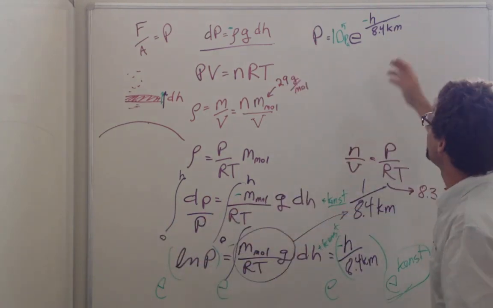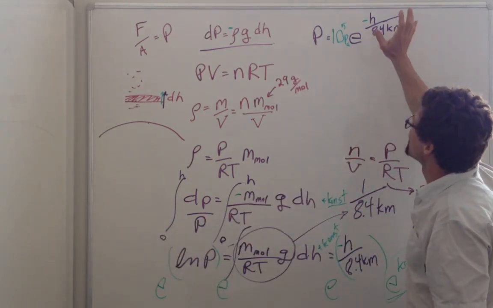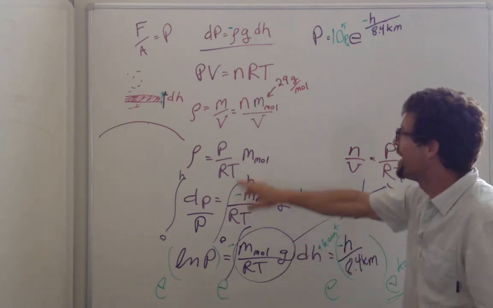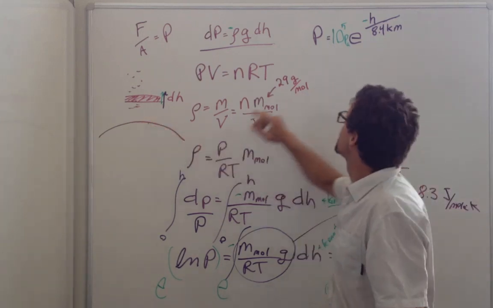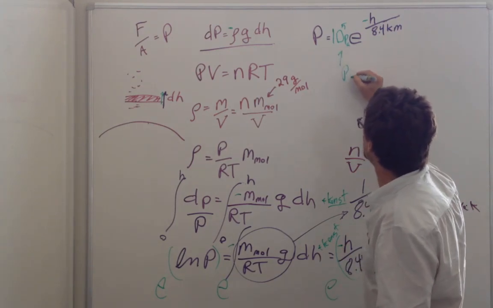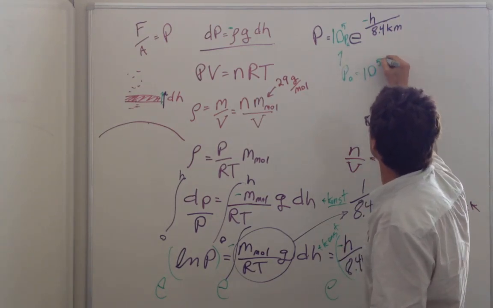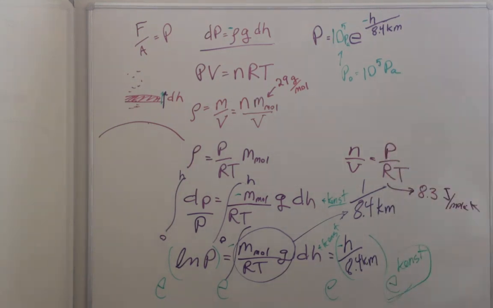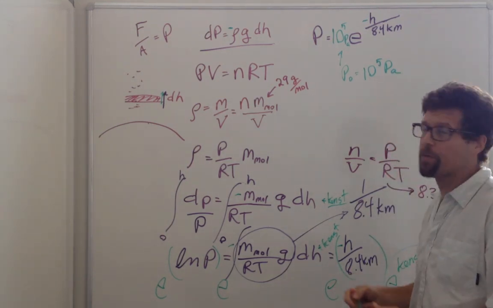Well, I know the pressure at infinity is 0, so that doesn't help me much. But I know the pressure at height equals 0 is 10 to the 5th Pascal. So I have to put this in, and we can call that P naught is equal to 10 to the 5th Pascal. And so this is called your barometric formula.